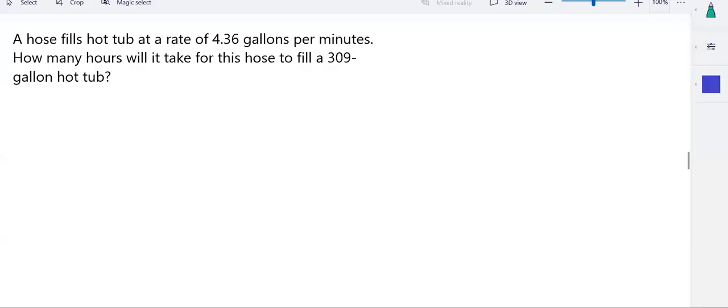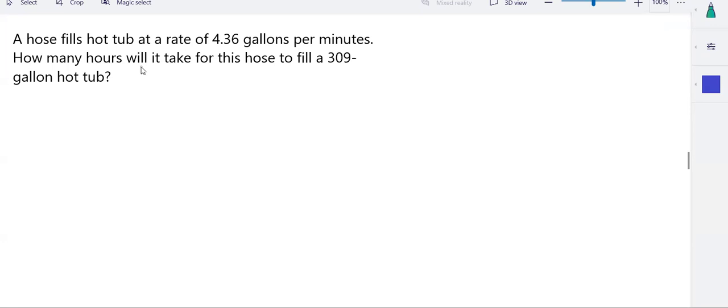All right, so let's take a look at this problem. There are a couple of typos in it, but we can still do the math. So a hose fills a hot tub at a rate of 4.36 gallons per minute. How many hours will it take for this hose to fill a 309-gallon hot tub? So my final answer should be in hours. Let's keep that in mind.